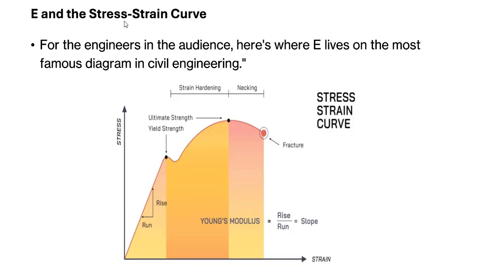So E and the stress-strain curve. This is a very famous curve. For the engineers in the audience, here E lives on the most famous diagram in civil engineering. On the y-axis stress is taken, on the x-axis strain is taken. If you see the linear portion, from the origin to this position, it is linear, right? Then it bends, and then again it increases and comes to the fracture level. I will explain each stage consecutively, okay?